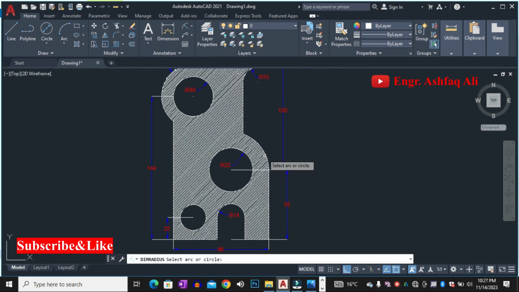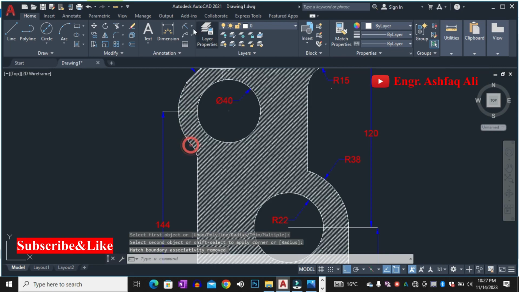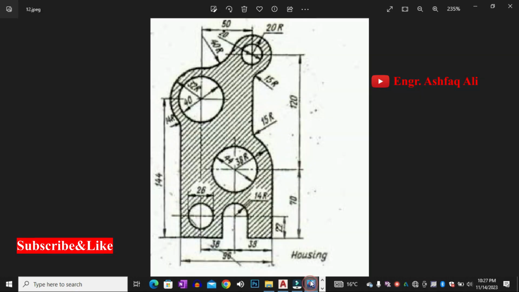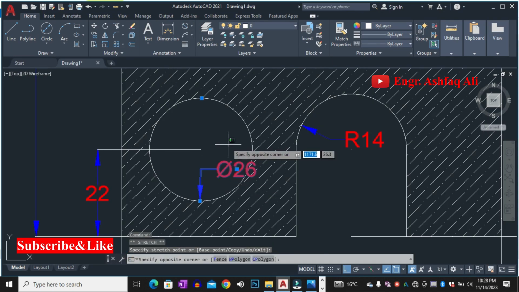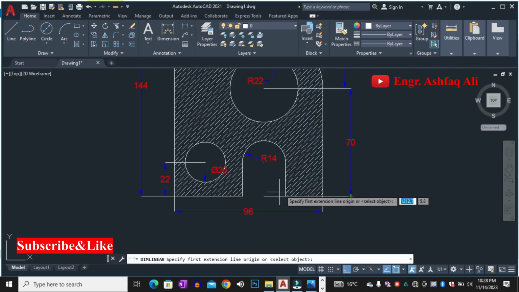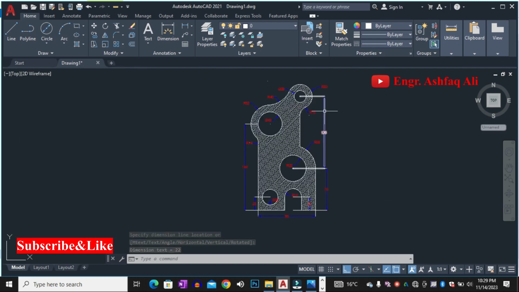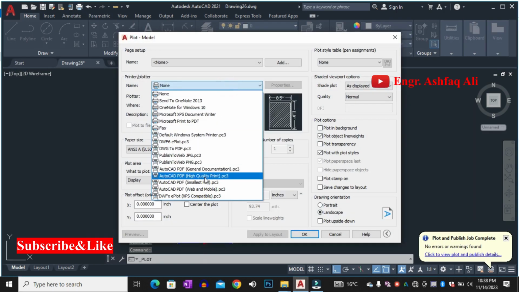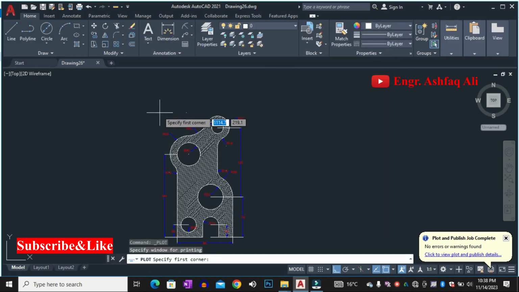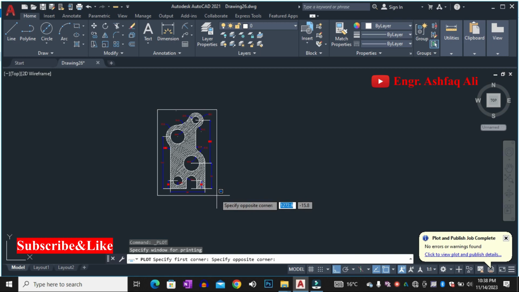So this level of figure has been completed. At last we are going to plot our figure by selecting print and draw a window across our figure. So we will center the plot and will make a PDF copy of our figure.